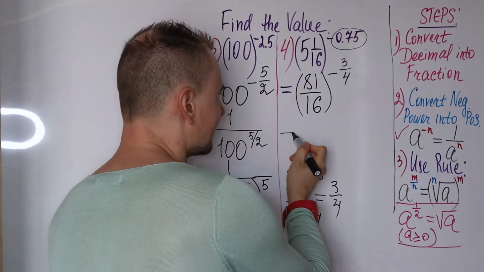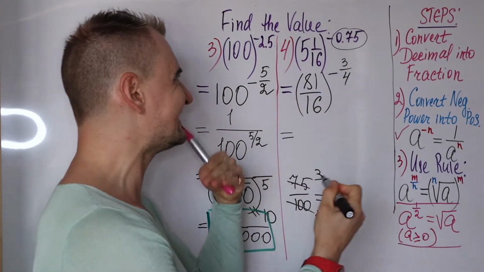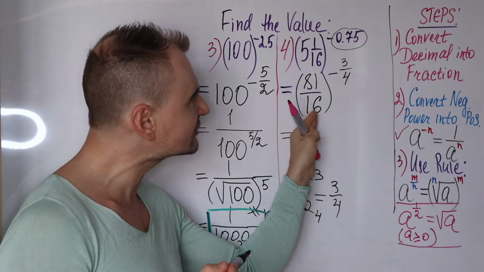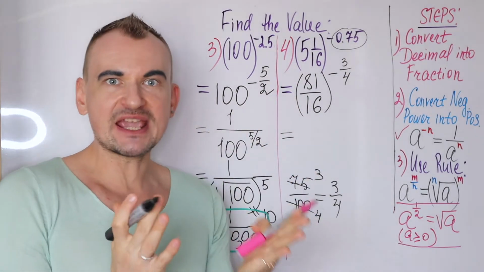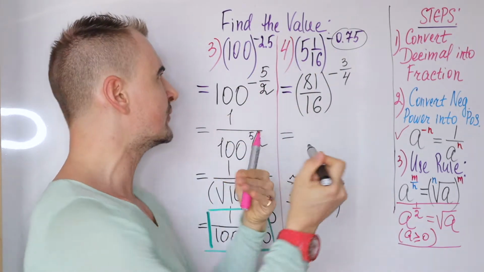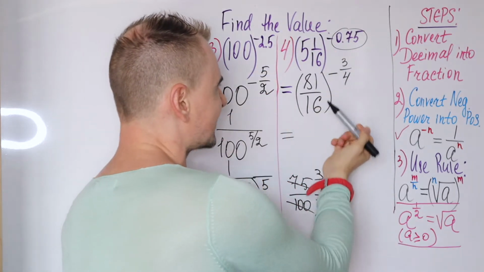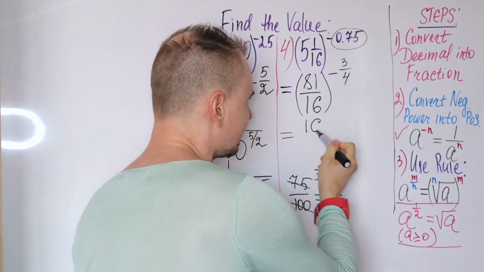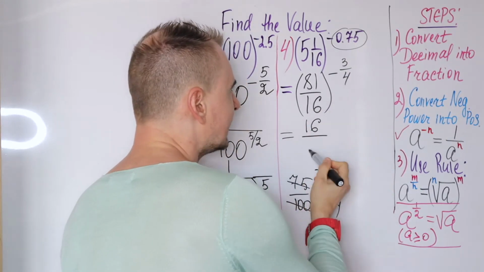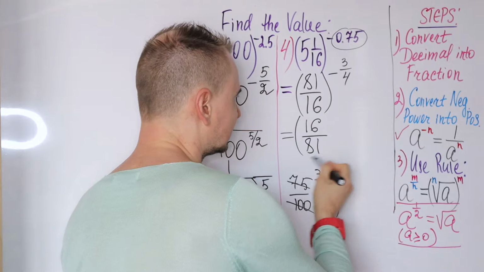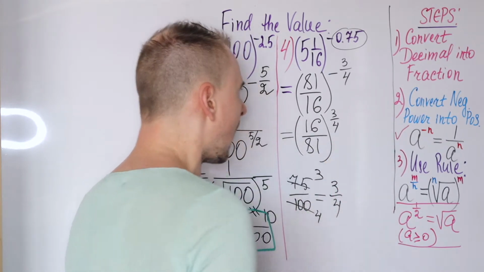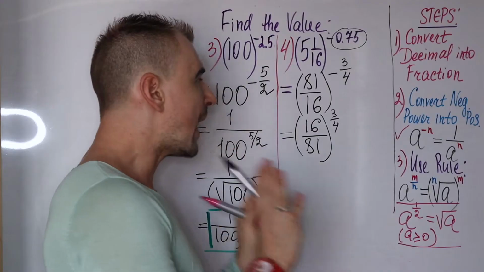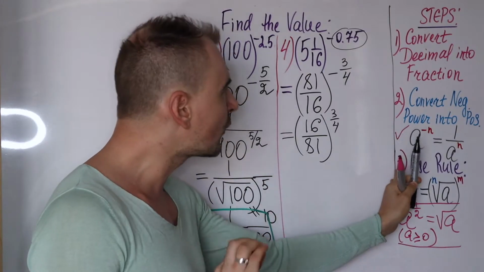Now, the next step. You want to take the reciprocal. And again, since your base happens to be a fraction, the reciprocal means you need to swap. You need to turn it upside down. So your 16 becomes your new top and your 81 goes as the bottom. And your power becomes positive. It's 3 over 4.